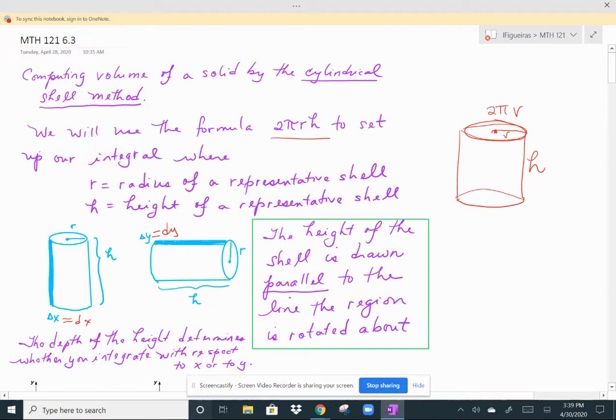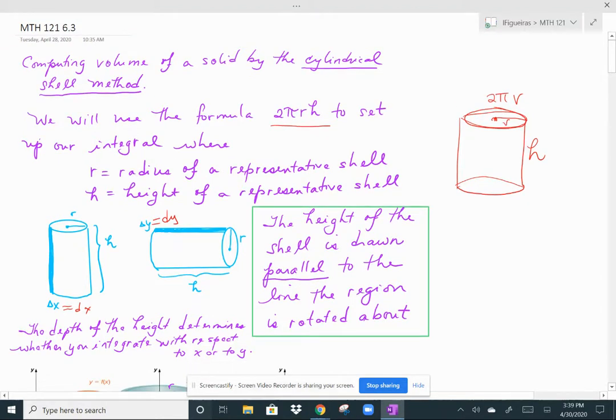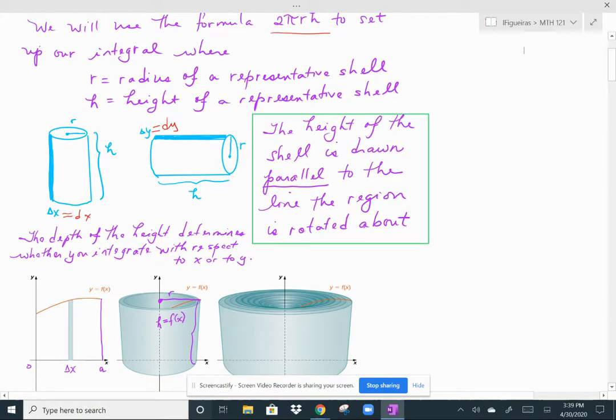So if I want just the shell, in other words, not the inside part, not the volume, then it's 2 pi r times h. So the challenge will be determining what is your radius and what is your height, as well as the boundaries or your limits when you're determining your volume. As I mentioned, you could have your shell oriented vertically, like in this picture, or horizontally in this picture.